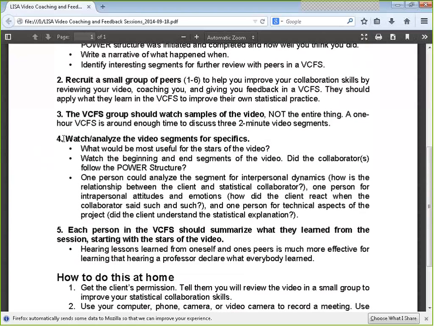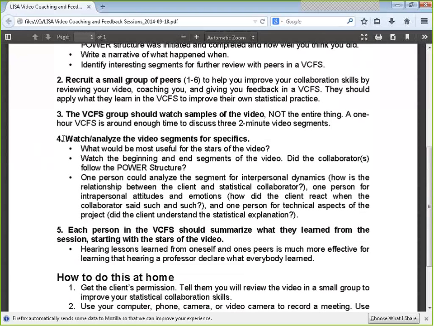Then another key idea is to watch and analyze the video segments for specific things, because even in those 2 minutes, there's so much coming out. There are different ways to analyze the video segments. One is to really ask the stars, what should I be focusing on? What would be most useful for you to know about, in my opinion?